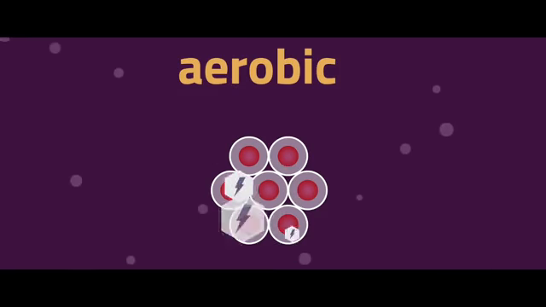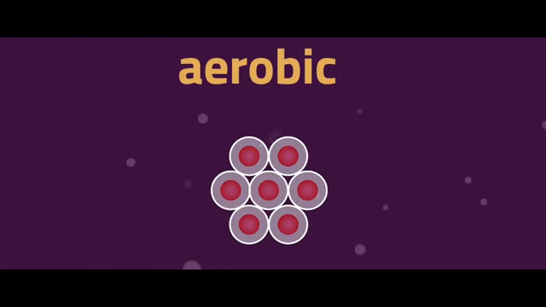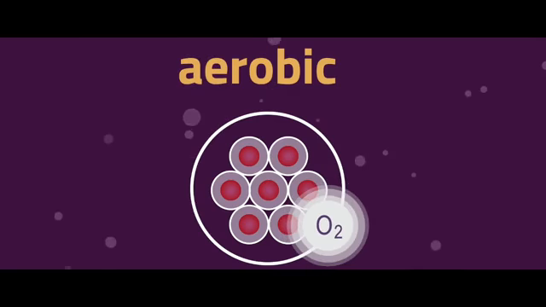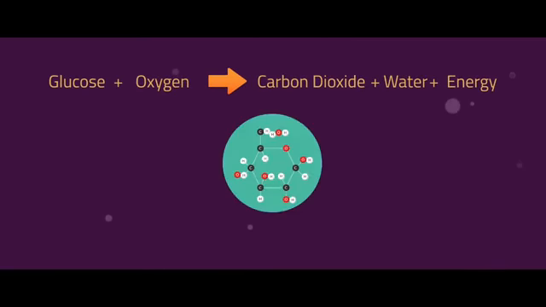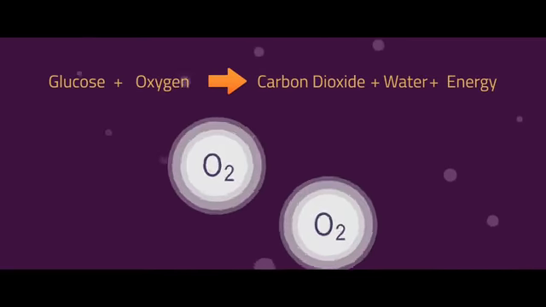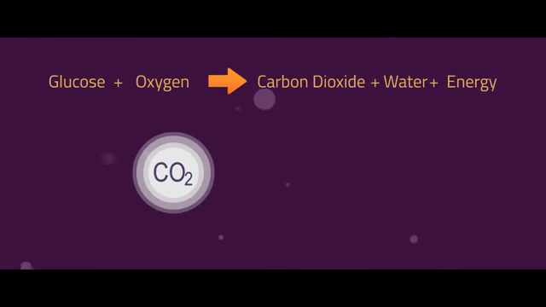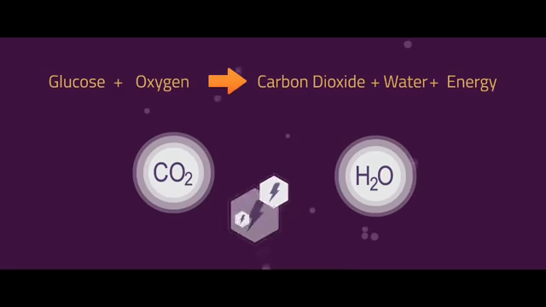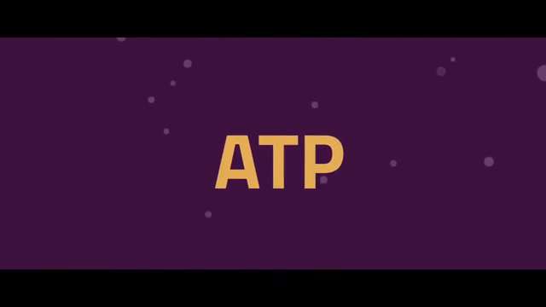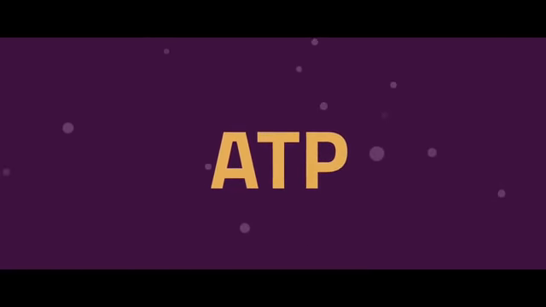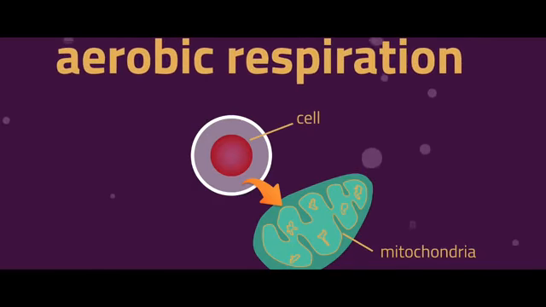If oxygen is available, aerobic respiration takes place. In aerobic respiration, energy is produced along with water and carbon dioxide. Energy, water and carbon dioxide are the products of aerobic respiration. In aerobic respiration, a large amount of energy is released. The second part of aerobic respiration takes place in the mitochondria. It is called the Krebs cycle.